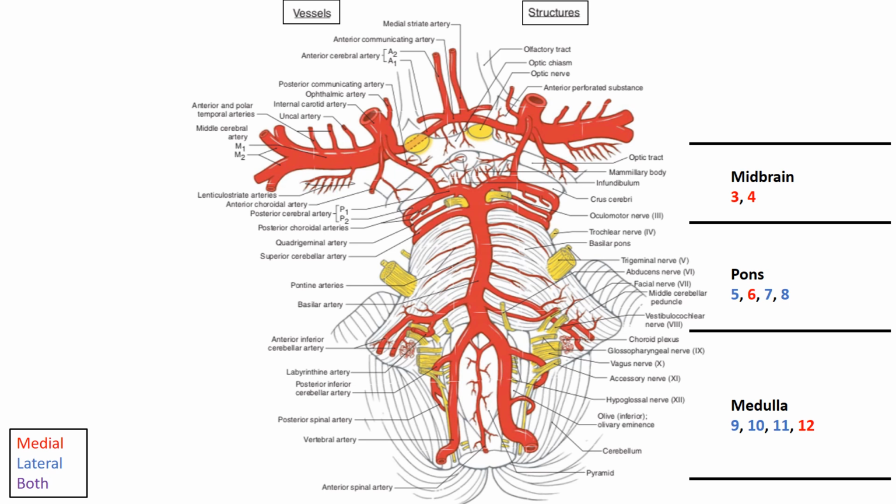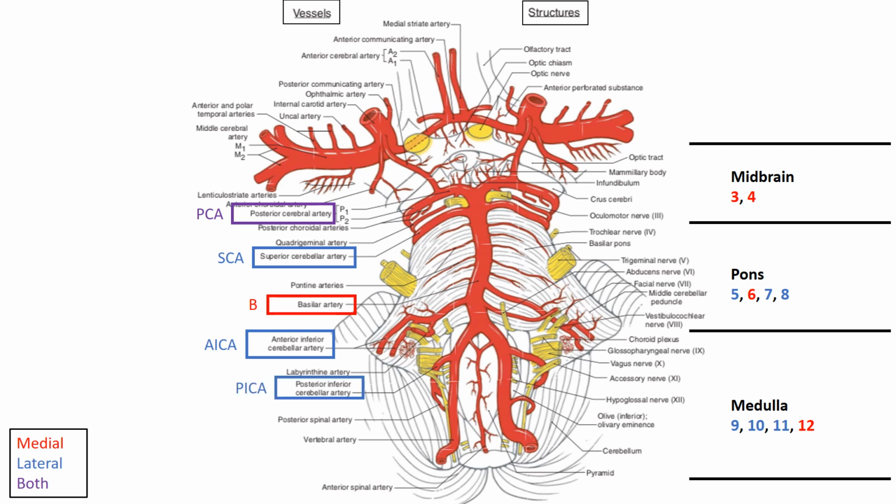And just to remind you, these are the cranial nerve nuclei that are in the brainstem, and those that are served by medial branches are red and lateral by blue. It's not so black and white, but just for quick memorization, that's how you remember it. Okay, so we're going to be talking about the posterior cerebral artery, superior cerebellar artery, basilar, AICA or anterior inferior cerebellar artery, PICA, posterior inferior cerebellar artery, and the ASA or anterior spinal artery.